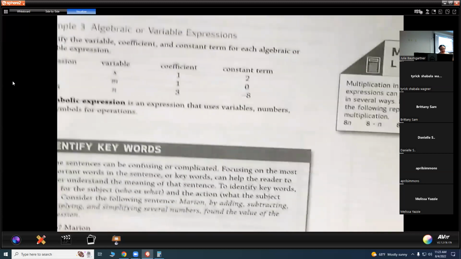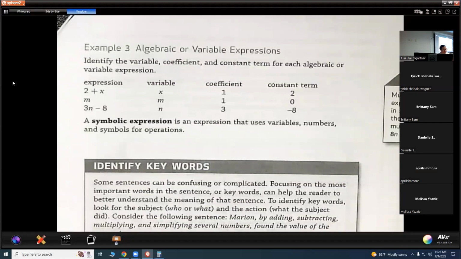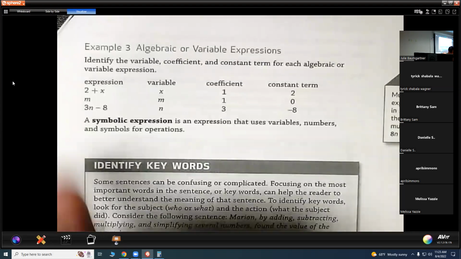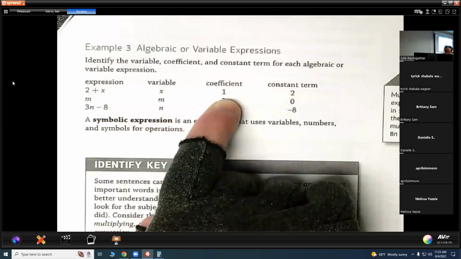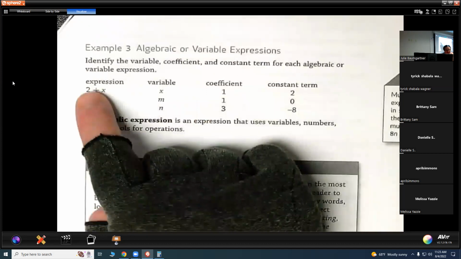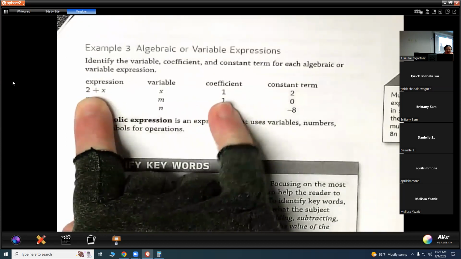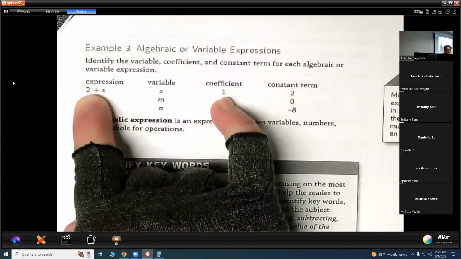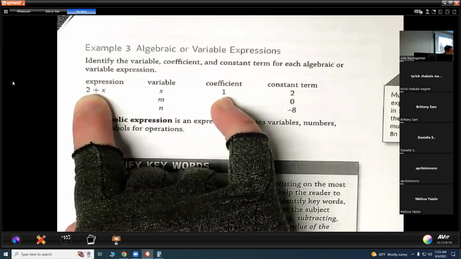Okay. So once again, just practicing identifying the pieces of the expression. So if we have 2 plus x, x is the variable. Why does it say the coefficient is 1? I don't see a 1 in this expression. So how is the coefficient 1? Magic?